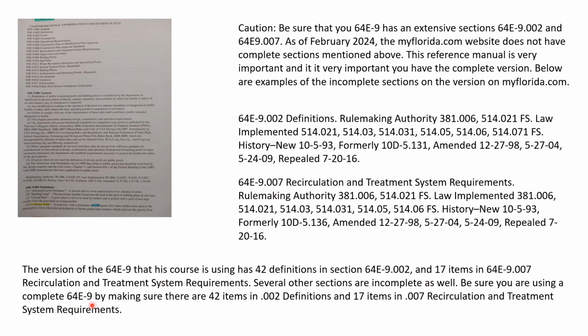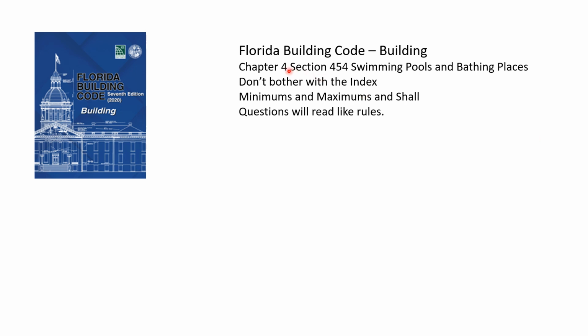Be sure you're using the complete 64E9 by making sure there's 42 items in definitions and 17 items in the recirculation. Okay. Florida Building Code building. Okay. You're only going to need to know chapter 4. So if somebody's got you going through the whole code book, it doesn't matter.